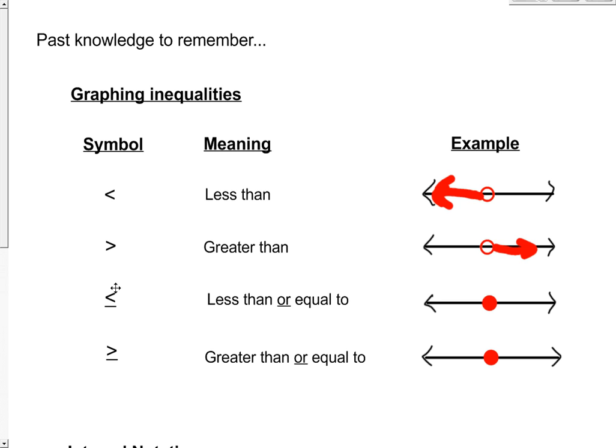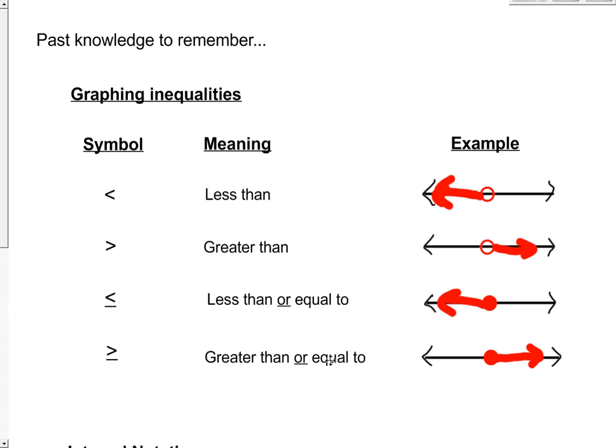This symbol here is less than or equal to. So we can be less than or we can be equal to. It's one or the other, doesn't have to be both. But to show that on a number line, you fill in the dot and then you graph to the left for less than. And finally, the last symbol here is greater than or equal to. And again, you're going to fill in the dot and you're going to shade to the right for greater than.